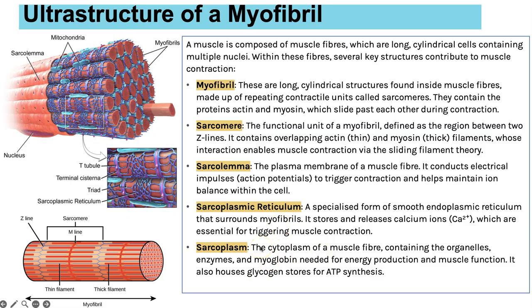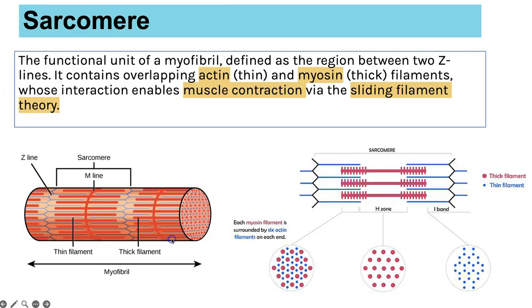This is the cytoplasm of a muscle fibre, basically. And it contains organelles, enzymes, myoglobin, needed for energy release and muscle contraction. And it's also where you have glycogen and ATP synthesis. And we're going to be looking at the role of those shortly.